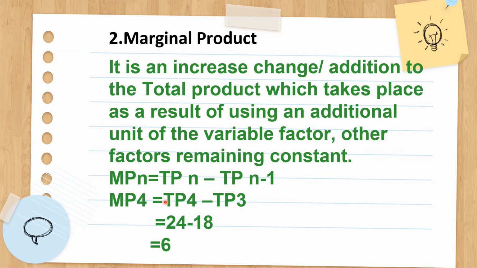Say for example, total product at the 4th unit of the variable factor is 24 and total product at the 3rd unit of the variable factor is 18. So 24 minus 18 is 6. So the key word for us to remember when we study a concept where there is a reference to marginal is increase, change or addition. And that takes place by using one more or an additional unit of the variable factor.